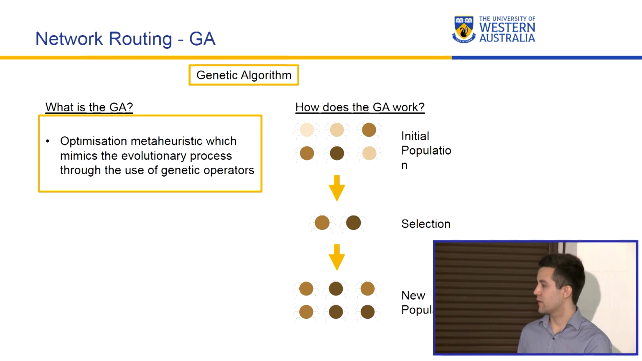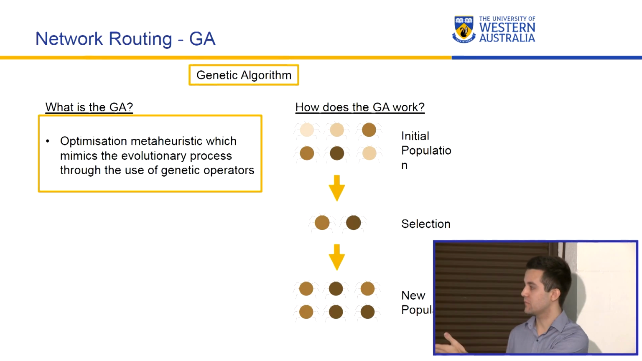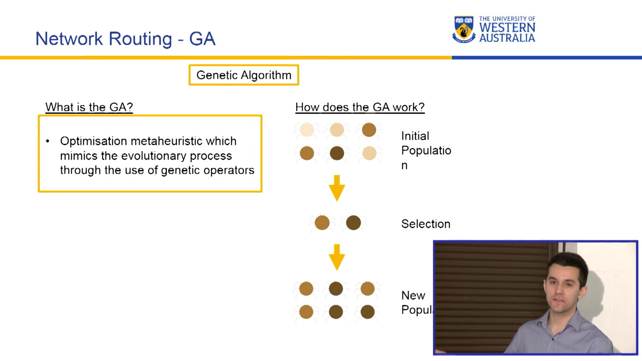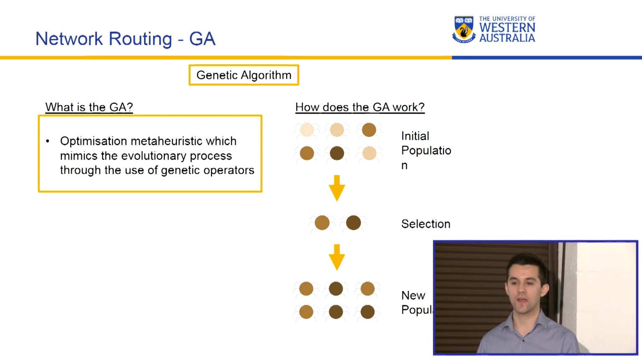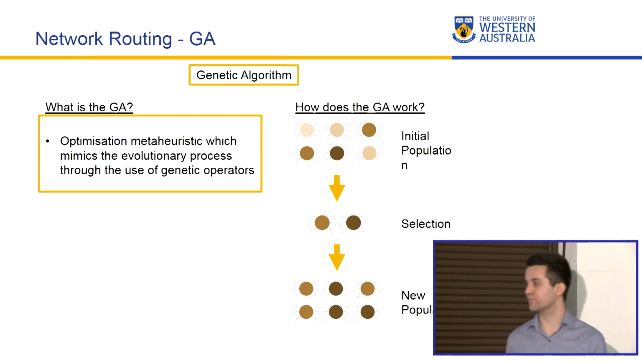We then select which individuals are going to survive or mate to the next population, which are more likely to be the higher fitness individuals. And then these fit individuals will then breed and produce a new population of higher fitness. That's the general outline of how the GA works.